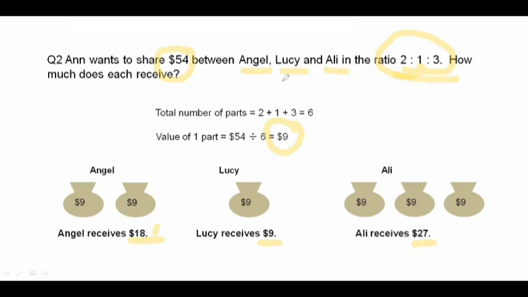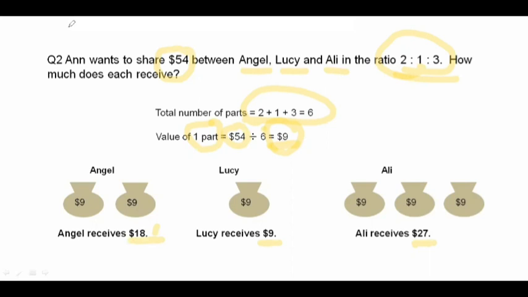Understood, children? So important thing, finding total number of parts, then finding the value of one part. For finding value of one part, the total amount is divided by total number of parts, which was 6, which we get as $9. Very good.